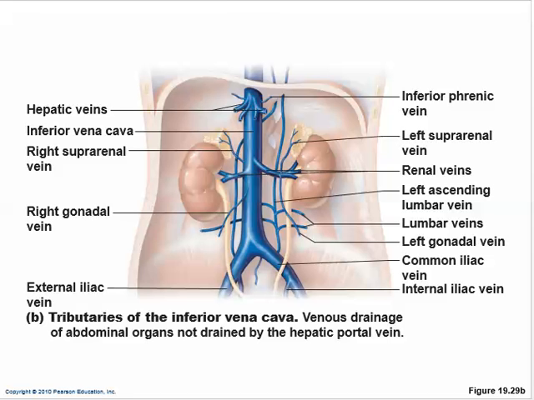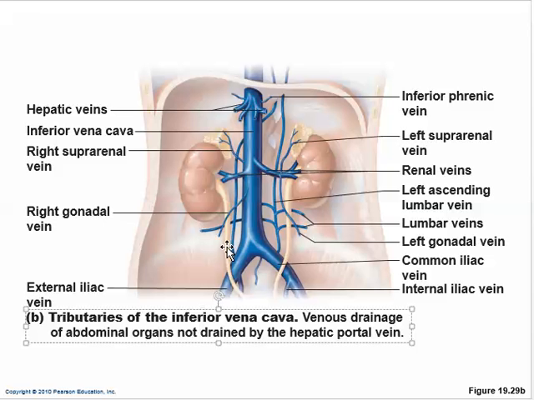An interesting sideline with veins here in the abdomen into the inferior vena cava is that the renal veins drain the kidneys directly into the inferior vena cava. On the right side, the suprarenal vein drains into the vena cava, and the gonadal vein drains the gonads, the ovaries or testes, into the inferior vena cava.